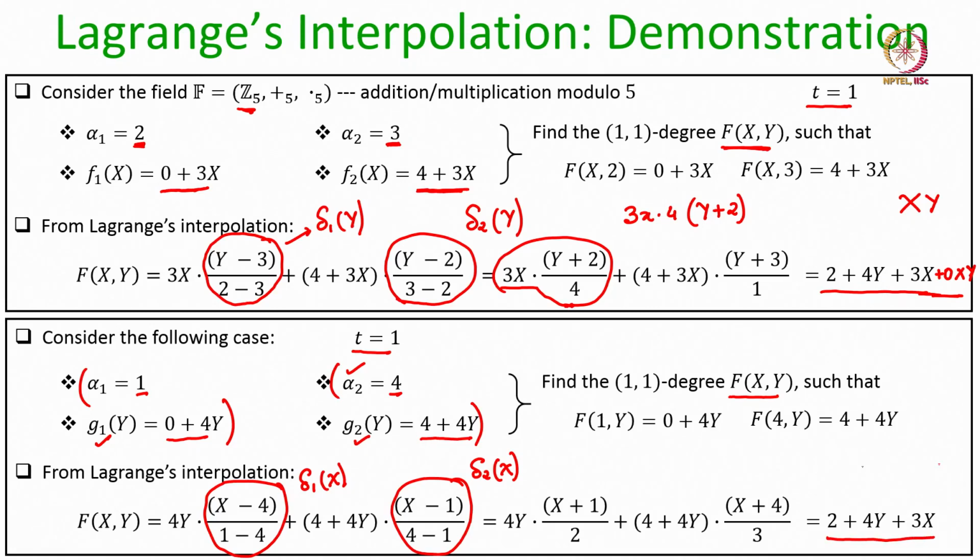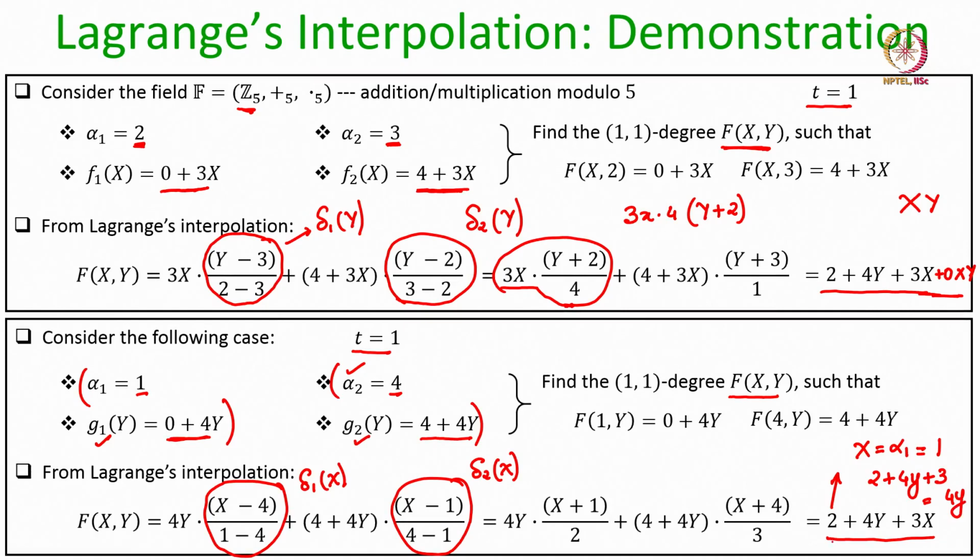You can verify that indeed, if I evaluate this polynomial at x equal to alpha 1, and alpha 1 is 1, that means I have to substitute x equal to 1 here. So, it will give me 2 plus 4y plus 3 into 1 is 3, and 3 plus 2 is 5, 5 vanishes. So, what is left is 4y, and 4y is nothing but 0 plus 4y.